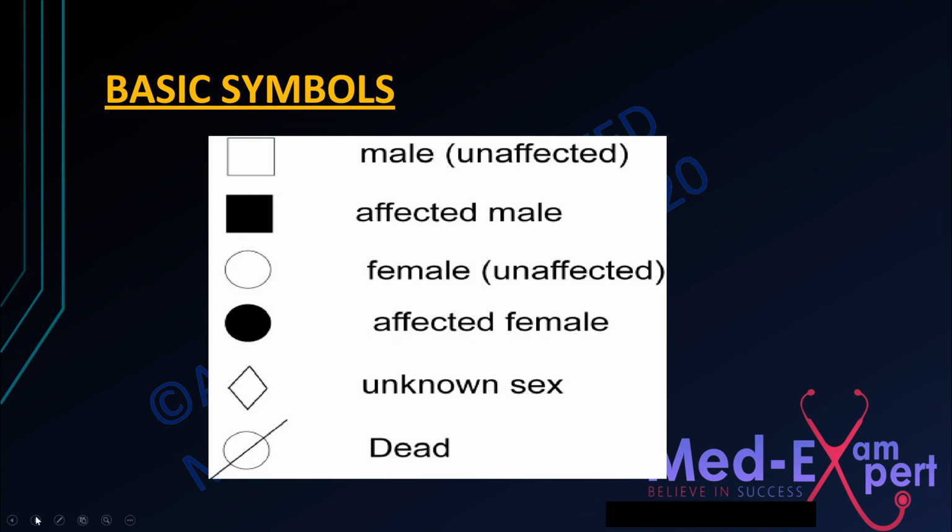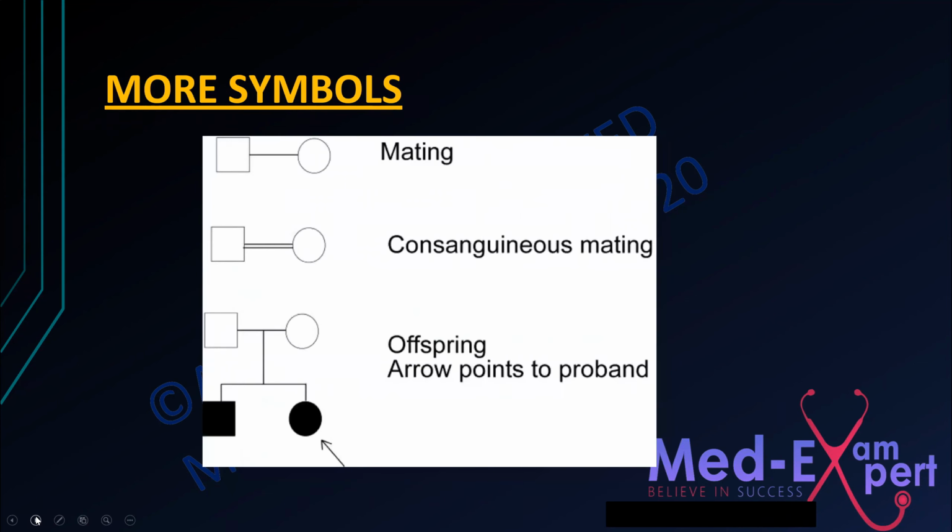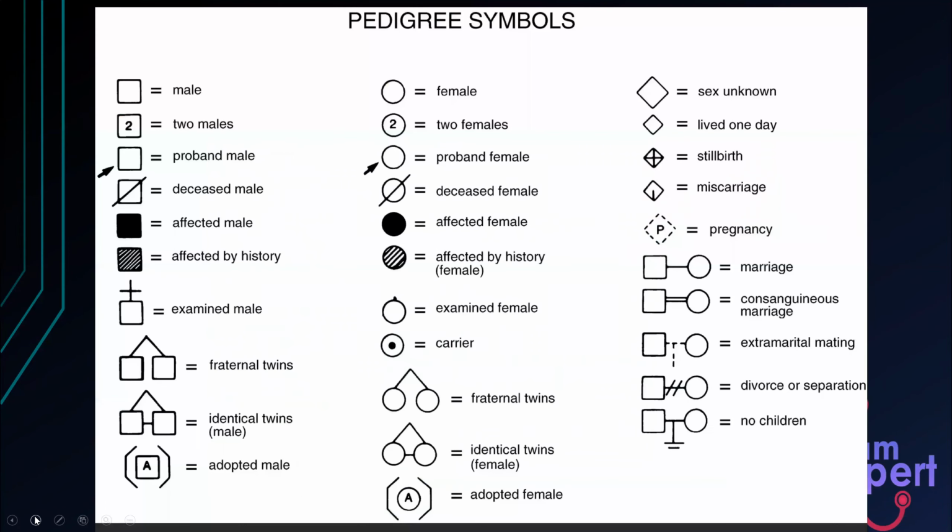Next. So this is the basic one. If this is a father and mother mating, this is the line. For a consanguineous marriage, you put two lines. Then from there, when you give an arrow like this, it's the offspring. Those are the most important pedigree symbols which you should know.